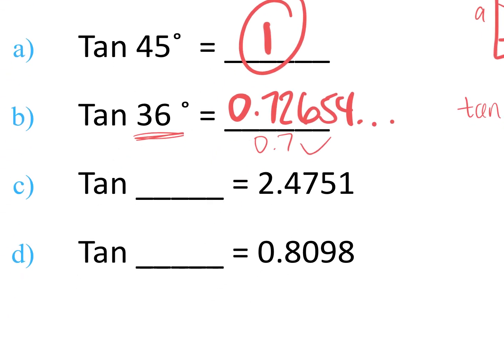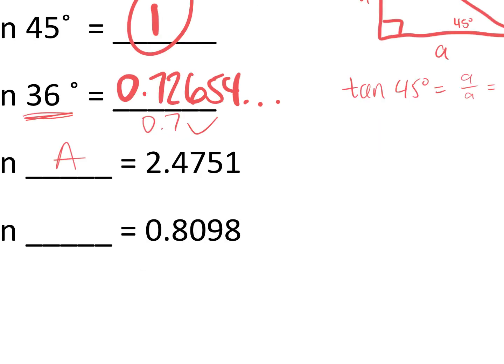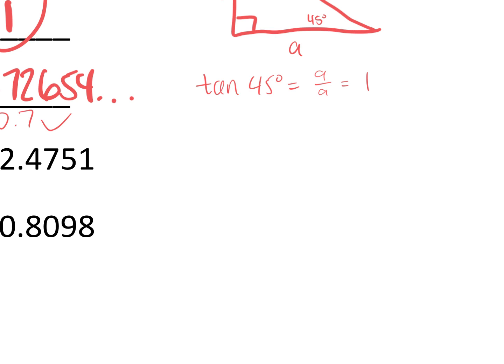Okay, now for C. In letter C, we're being asked to use tangent of some unknown angle. We'll label it angle A, and it's going to equal 2.4751. Now, I need you guys to write this down because this is very important. I want you to write down the exact same thing over here on the right, so we have a little bit of space. We were writing the tangent of A equals 2.4751.